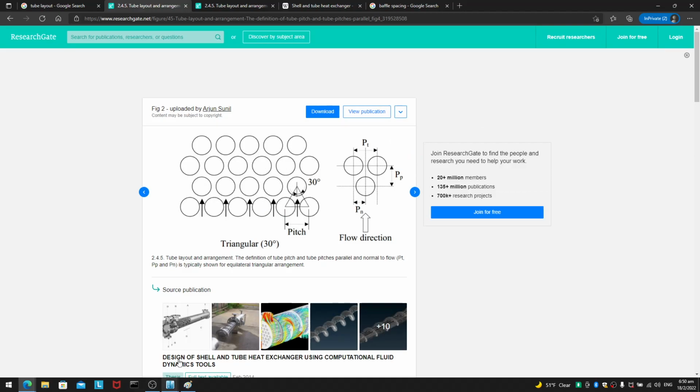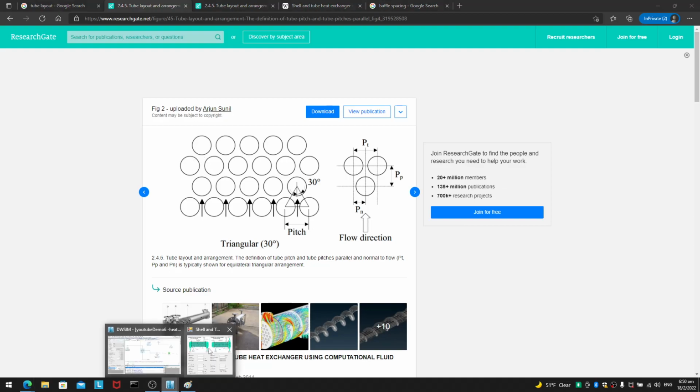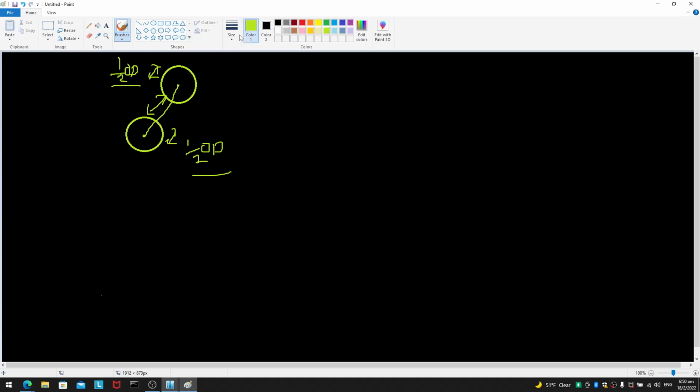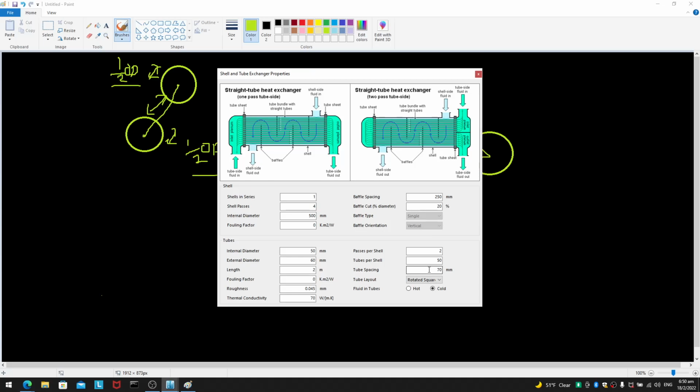And then this is a triangular arrangement. As you can see here, the closest tubes can be arranged to form one triangle. So, okay, 1, 2, 3. So this is a triangular arrangement. The closest tubes will form a triangle.